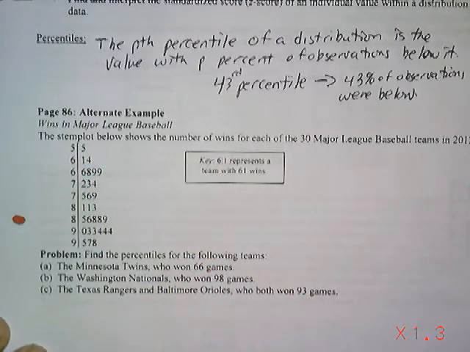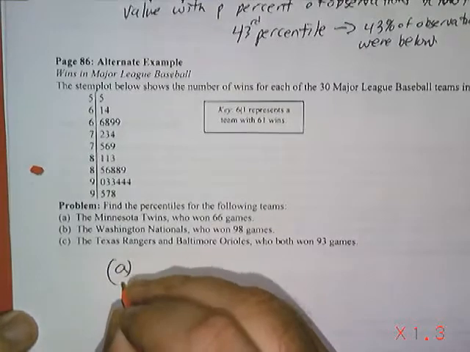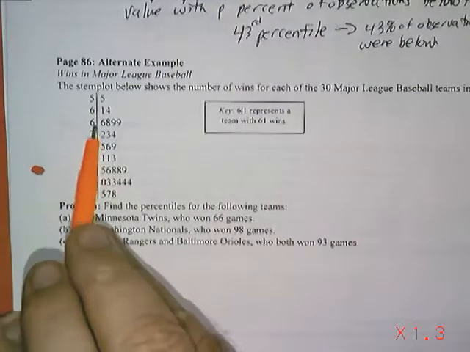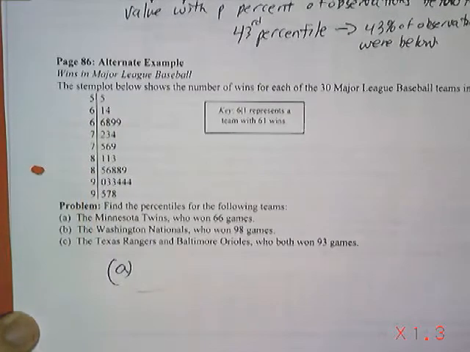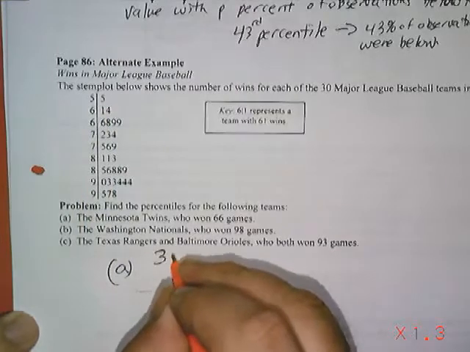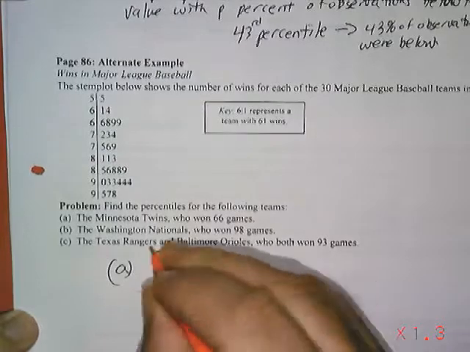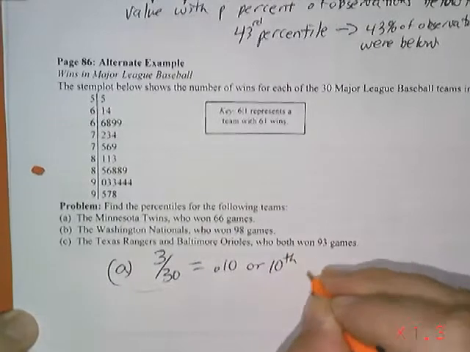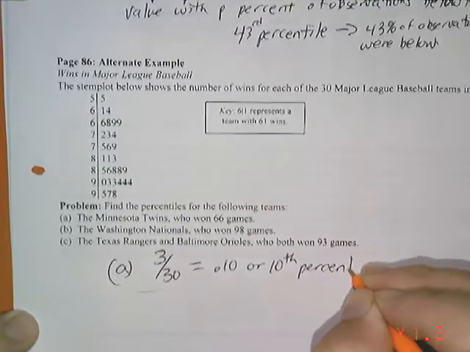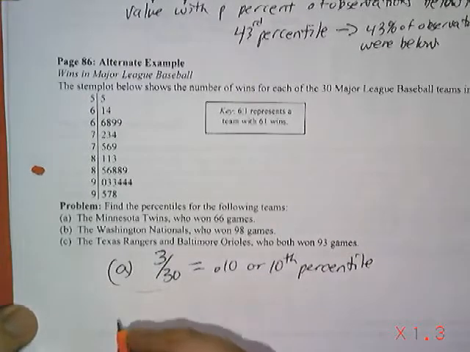B, the Washington Nationals, who won 98 games. Well, they were top. So isn't that the 100th percentile? Well, no, because you don't include them. You can never really have the 100th percentile. The 99th percentile is the highest you can go because you never really include yourself. So with 98 wins, there are 30 teams, and they were bigger than all but themselves, so they were bigger than 29 out of the 30 teams, which is 0.97. They were in the 97th percentile. So even though they were the top and nobody was above them, they're the 97th percentile.